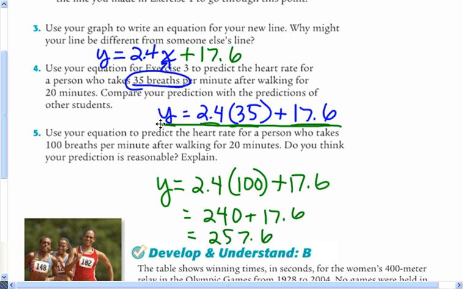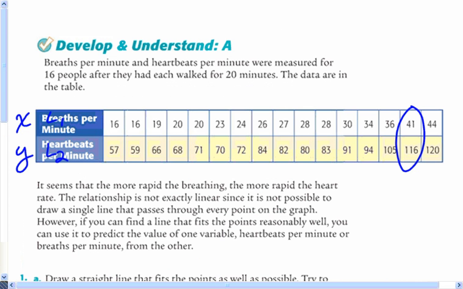Well, we know the more breaths per minute, the faster your heart has to be beating. The problem with this problem is that 100 breaths per minute is way outside of our data. Notice that our data only goes up to 44 breaths per minute, and so 100 breaths per minute is way off of that data. You'll always want to be careful about that. Your equation you made to fit this specific data from 16 to 44. So if we go outside of that data, and that's called extrapolating, you have to be careful.